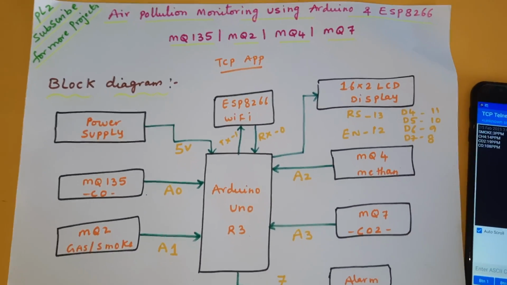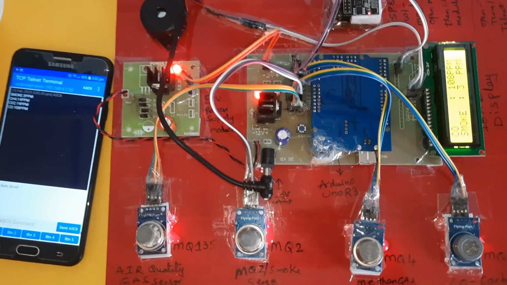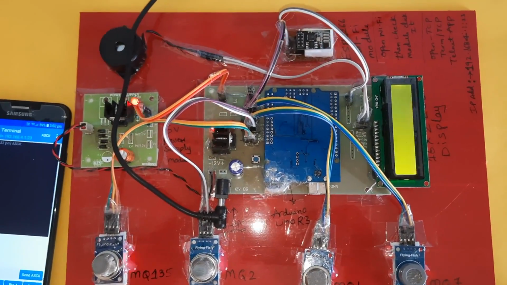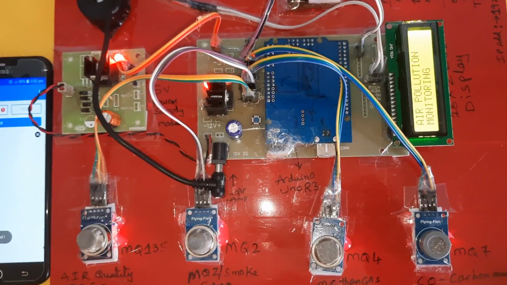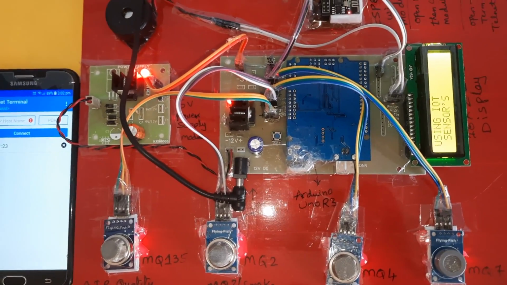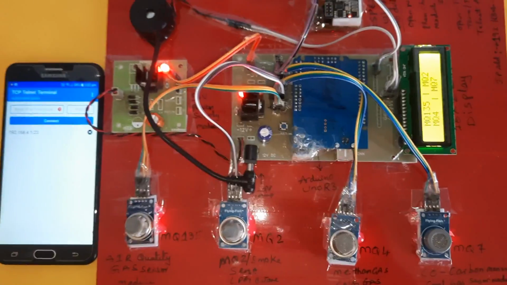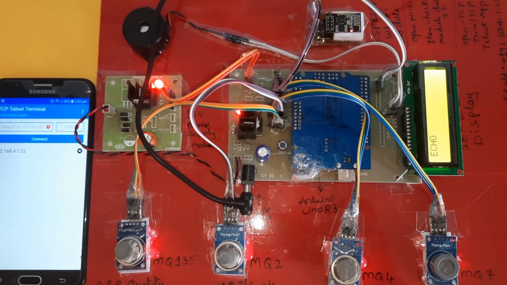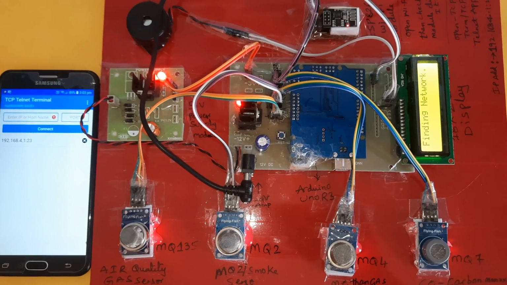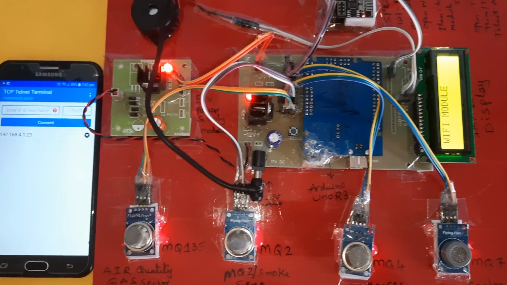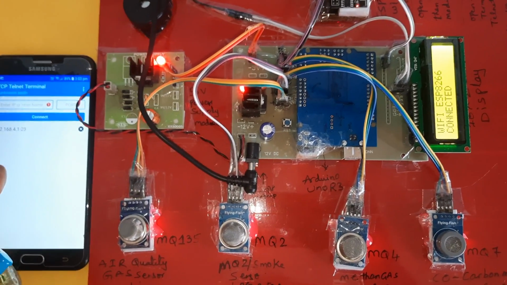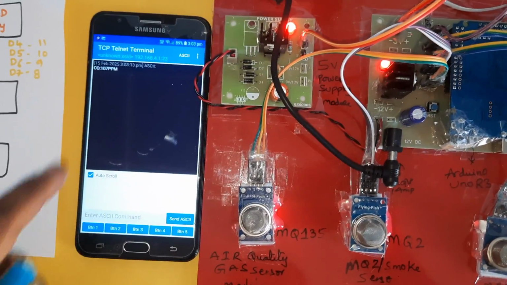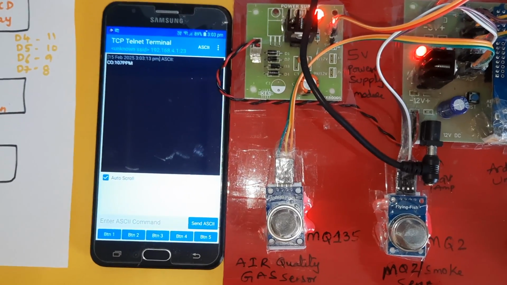This is our block diagram. This is our hardware kit module. Power off, power on. Air pollution monitoring system using sensors MQ135, MQ2, MQ4, MQ7. Wi-Fi module, Wi-Fi connected, finding network, network found. You can check, go to the Wi-Fi module, AI Thinker, and once it is connected, open the TCP Telnet app, click this, TCP Telnet app connected.